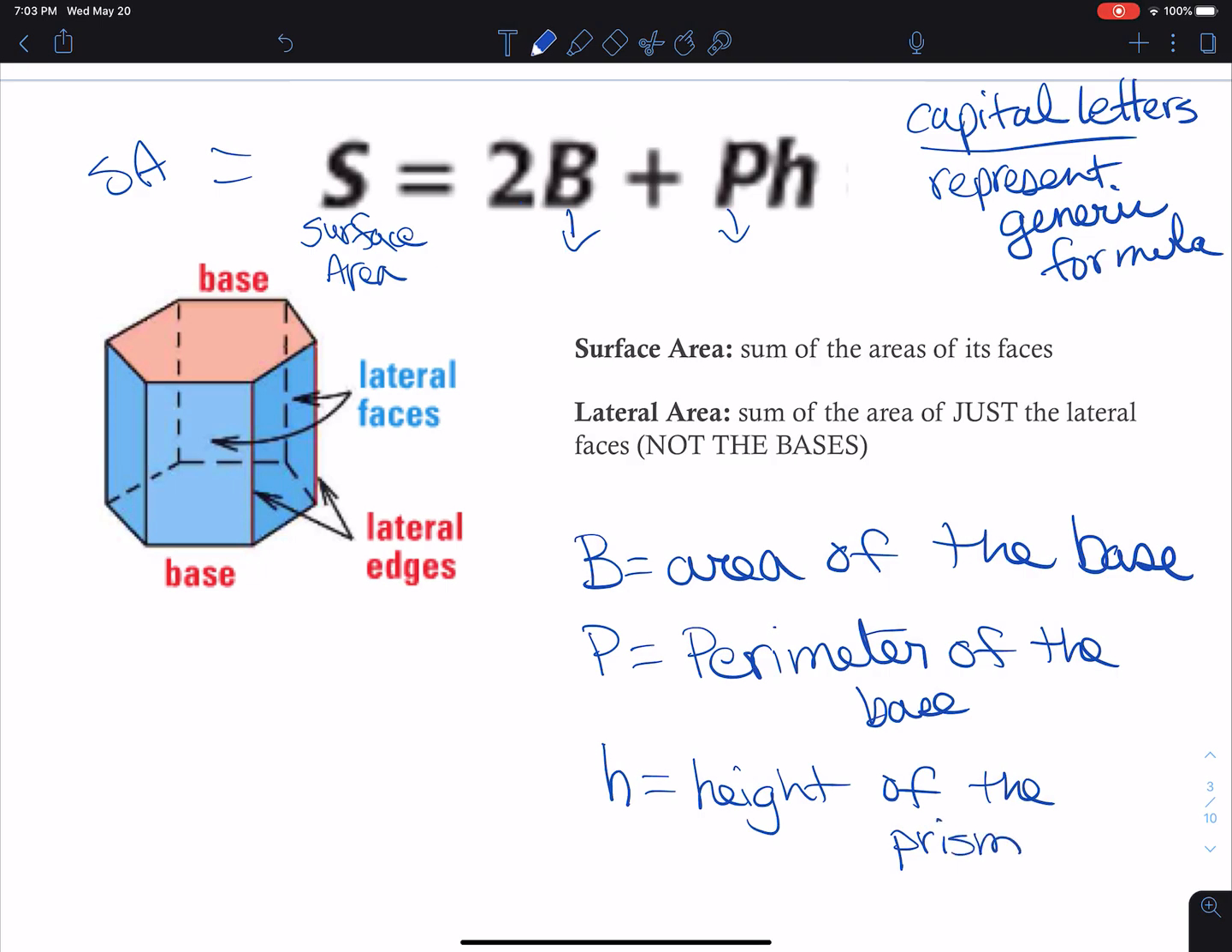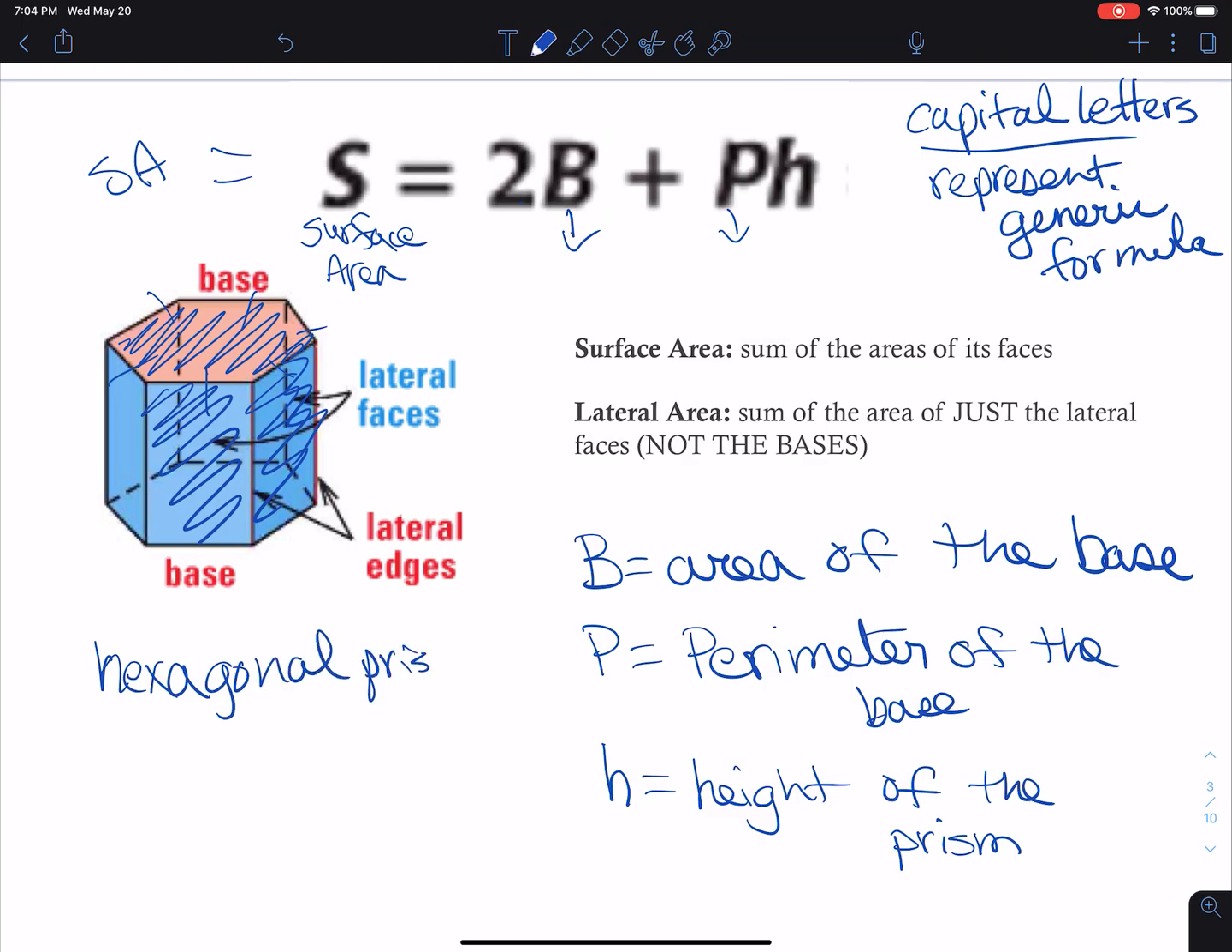Surface area is as if I wanted to maybe paint or do wrapping paper around the entire shape. So I only want to know how much area is on each face. So 1, 2, 3, 4, 5, 6. This is a hexagonal prism. And what I would want to know is the sum of all the faces, which there's 6 lateral faces. Now the lateral faces, I'm going to erase this. The lateral faces are what connect the bases. Sometimes we call that lateral area.